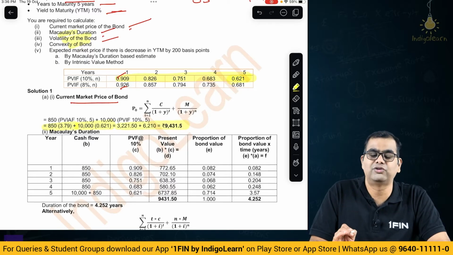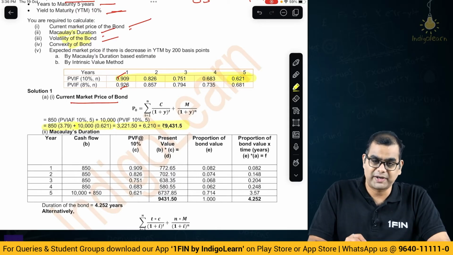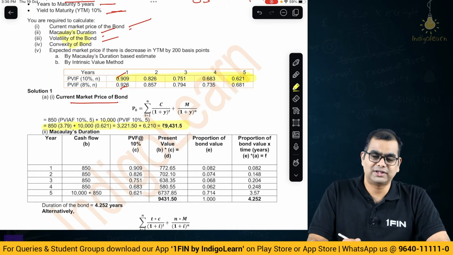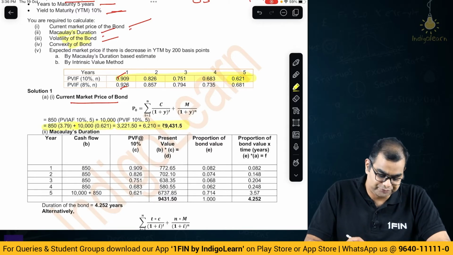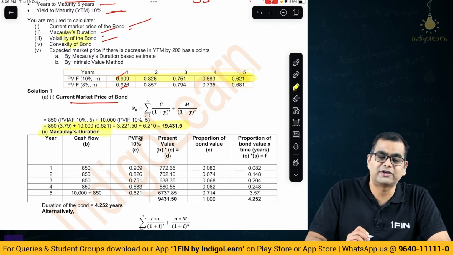The price is 9431.5. Now, this price definitely is not on the date of the issue, because on the date of the issue, typically companies will try to ensure that the price of the bond is actually equal to fair value. So they will ensure that the bond is priced in such a way that the coupon is equal to the yield. Now, coming to our aspect of Macaulay duration.